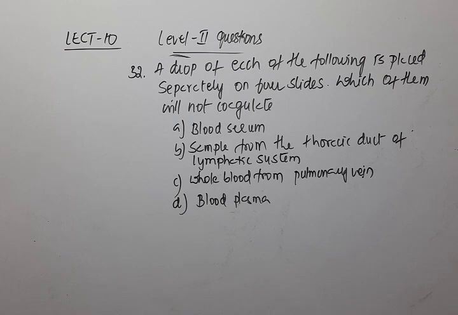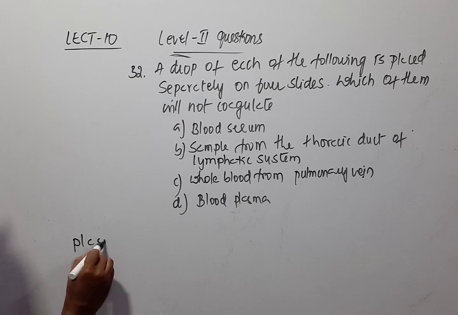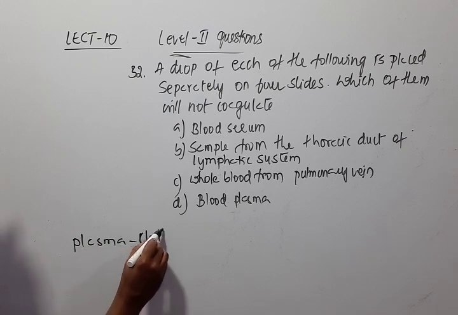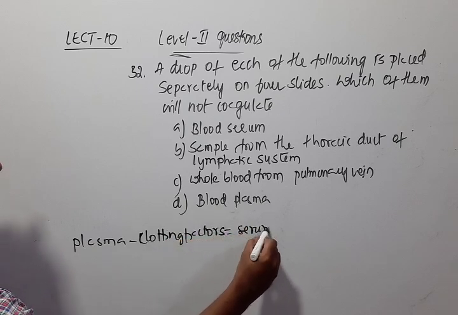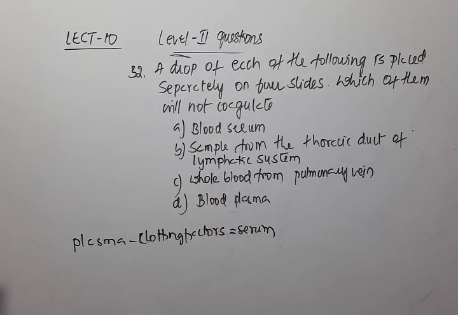The next question: a drop of each of the following is placed separately on 4 slides. Which of them will not coagulate? Coagulation requires clotting factors. The first one, serum, is what we have understood to be plasma minus the clotting factors. So it will not have clotting factors, hence it will not coagulate.